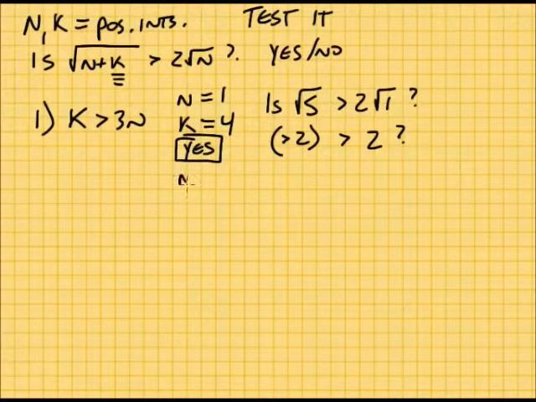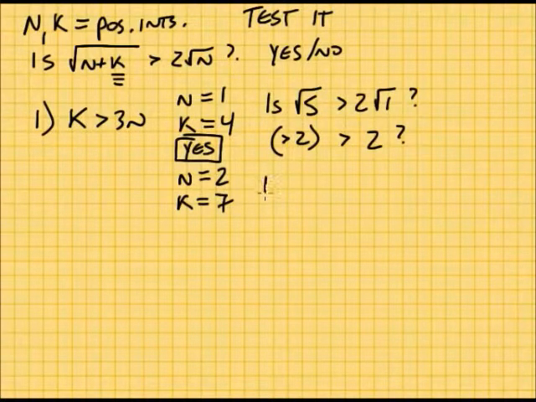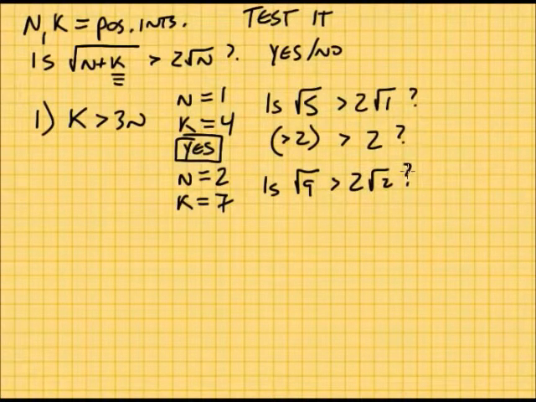How about we pick n equals 2? In this example, the k would have to be greater than 6, so let's pick 7 and plug those values in. Now we're looking at this. Is the square root of 9 greater than 2 times the square root of 2? Yes or no? Well, the square root of 9 is easy.